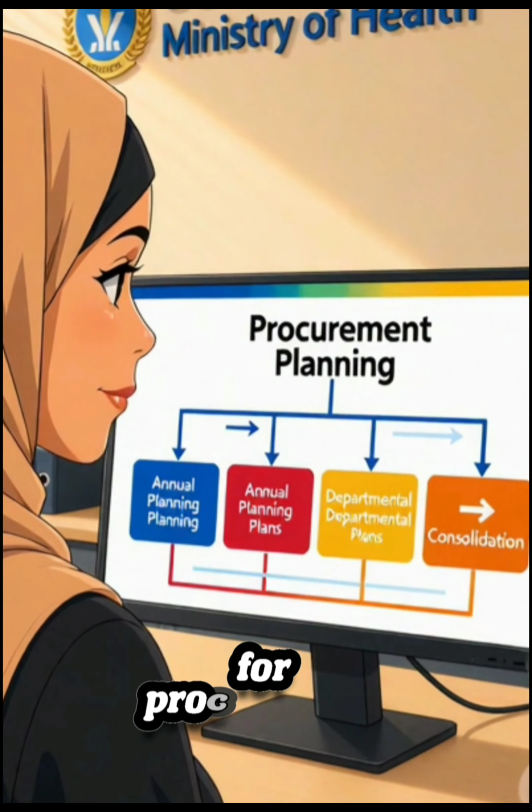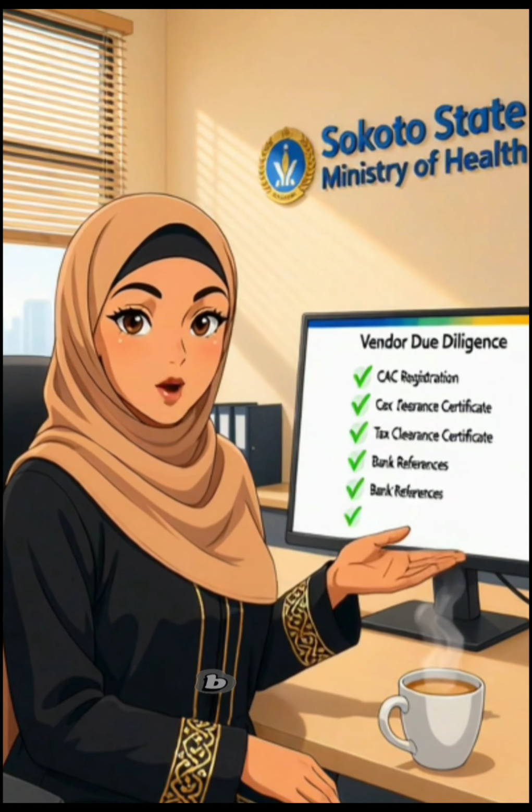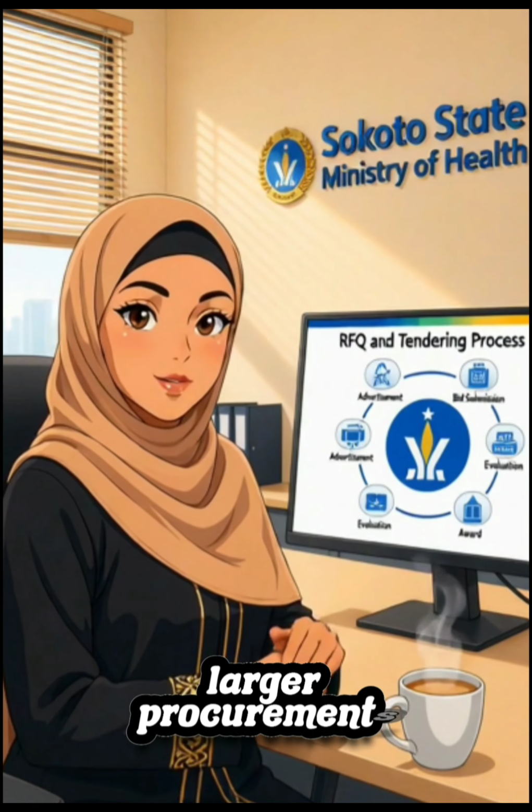We use clear thresholds for procurement methods. All vendors undergo due diligence before registration. RFQ is used for smaller procurements, while larger procurements follow full tendering.